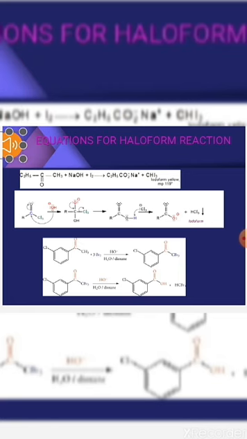Some of the examples are given in which sodium salts of carboxylic acids are formed. Point to be noted that these reactions are given only by the aldehydes and ketones which have a CH3CO group. Otherwise, compounds which do not have this group can't give the iodoform reaction, in the sense, the haloform reaction. That's why this test is used for distinguishing compounds which have a CH3CO group or can easily produce a CH3CO group.